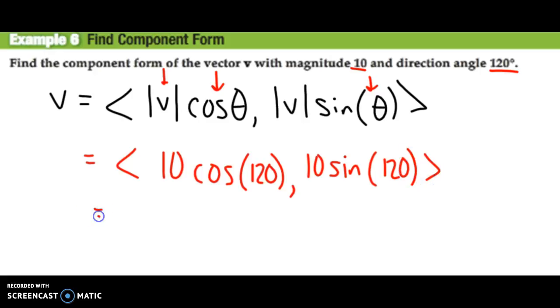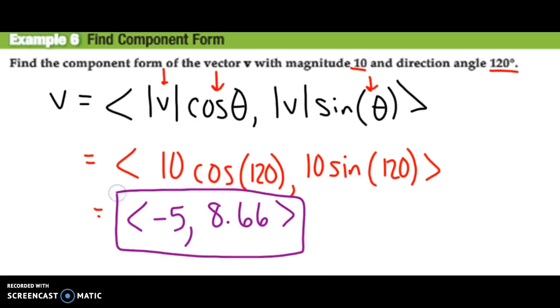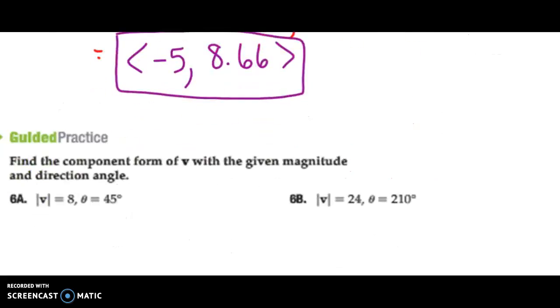And so I'll go into my calculator, put those in. I find my x component is -5. I put in 10 sine 120, and I'm going to get a decimal, but I get a positive 8.66. So that is the components of my vector that has a magnitude of 10 and a direction angle of 120. Here are 2 more examples. Stop the video now and go ahead and try these ones.